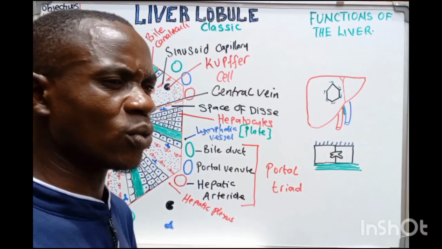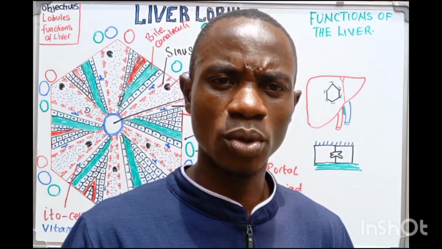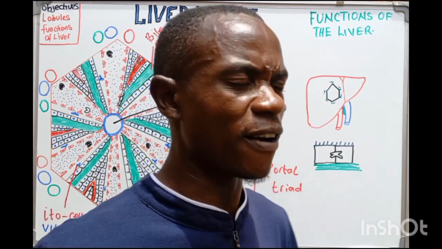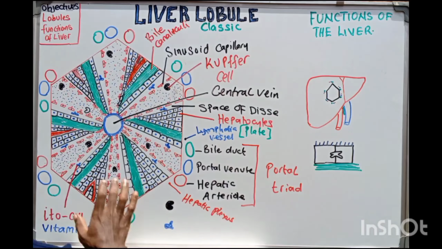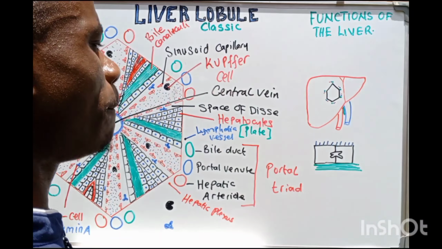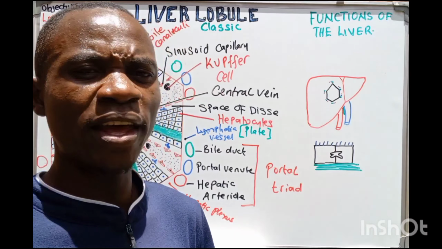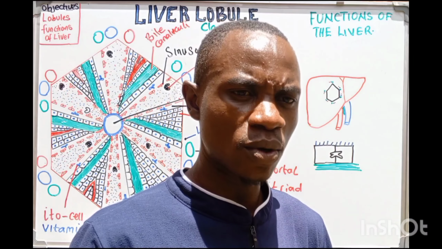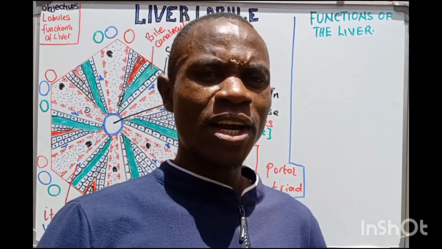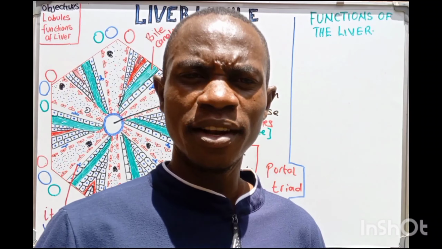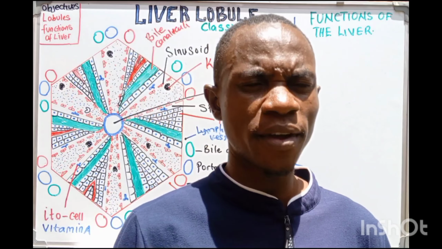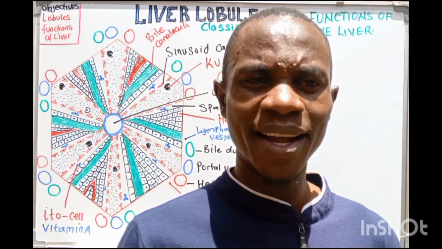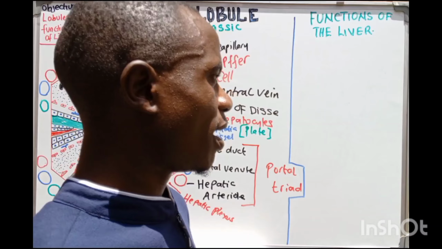And by doing that, we are going to explain what we call the functions of the liver, because all the functions of the liver take place in this liver lobule, particularly in the hepatocytes. Okay, so let's go ahead and see the functions of the liver. Looking at the functions of the liver is very important. It plays a lot of roles. Let's go ahead and see each one of them slowly.